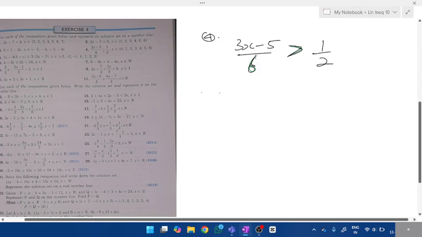Okay, when you cross multiply this, you'll get 2 into 3x minus 5 is greater than 1 into 6. 6x minus 10 is greater than 6. What's the answer you got?